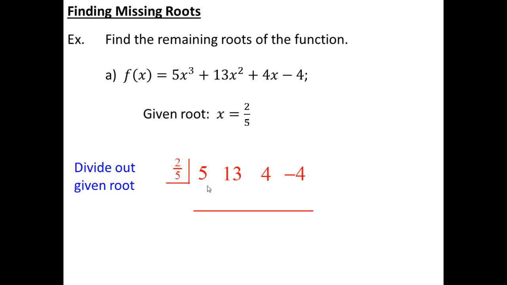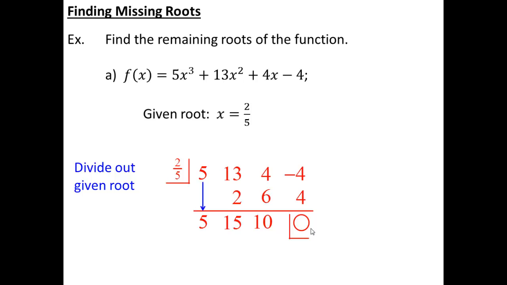So let's go through this. Drop down the 5. 5 times 2/5 gives us 2. 13 and 2 is 15. 15 times 2/5 gives us 6. Add, we get 10. Multiply, we get 4. And add it together and we get 0. Now let's think about that 0.